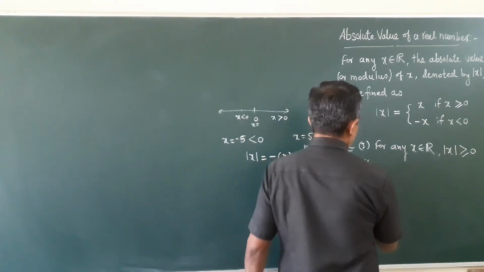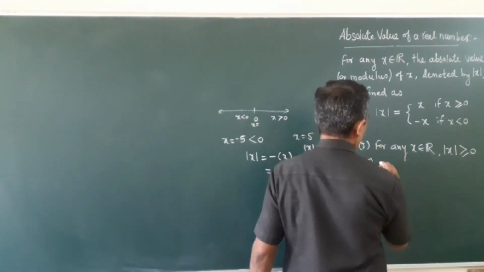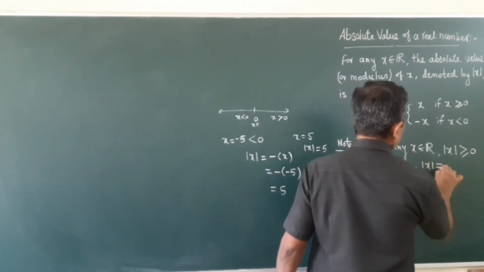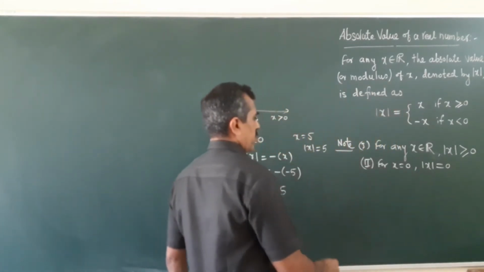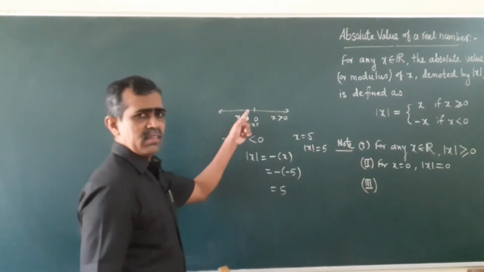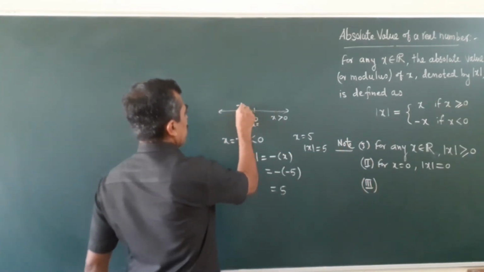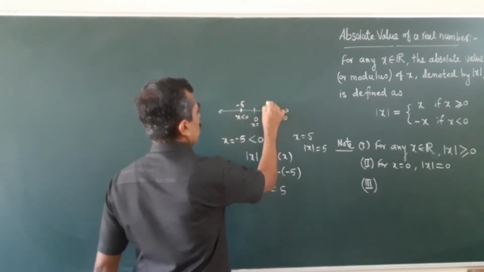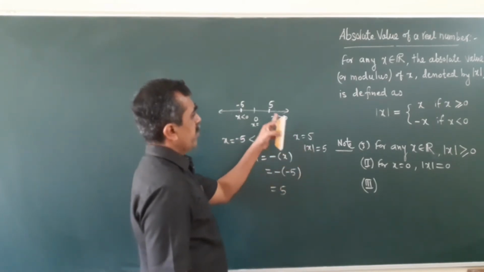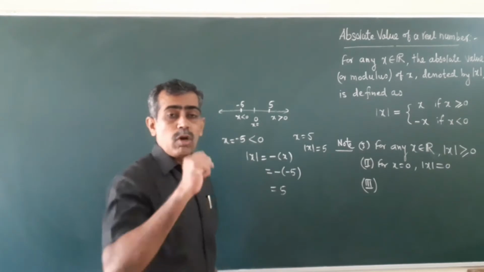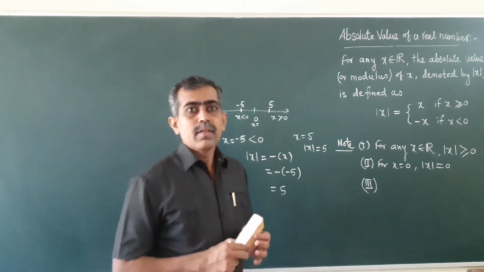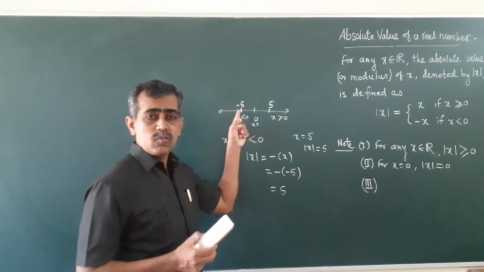And note number 2, for x equal to 0, mod x is 0. Third thing, what is the geometrical meaning of modulus of x from this? See, if x is minus 5 or if x is 5, what is mod x? If x is minus 5, what is mod x? 5. If x is 5, what is mod x? It is 5. So geometrically, remember, the modulus of a real number is the distance of that number, or the distance of the point.